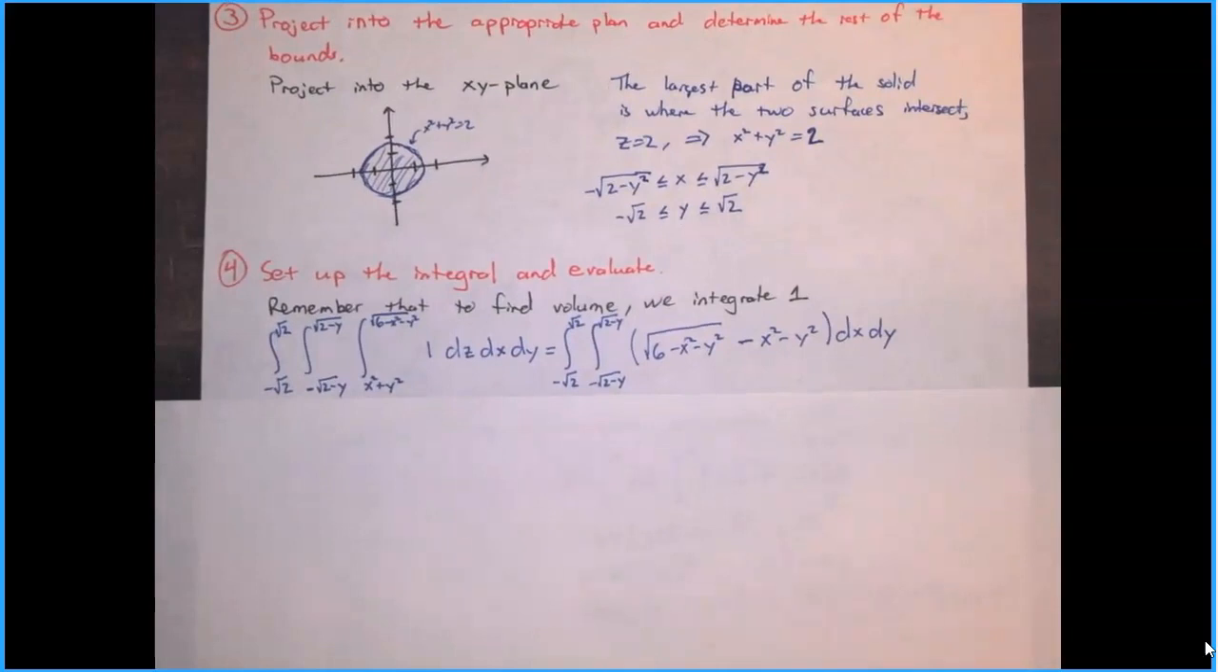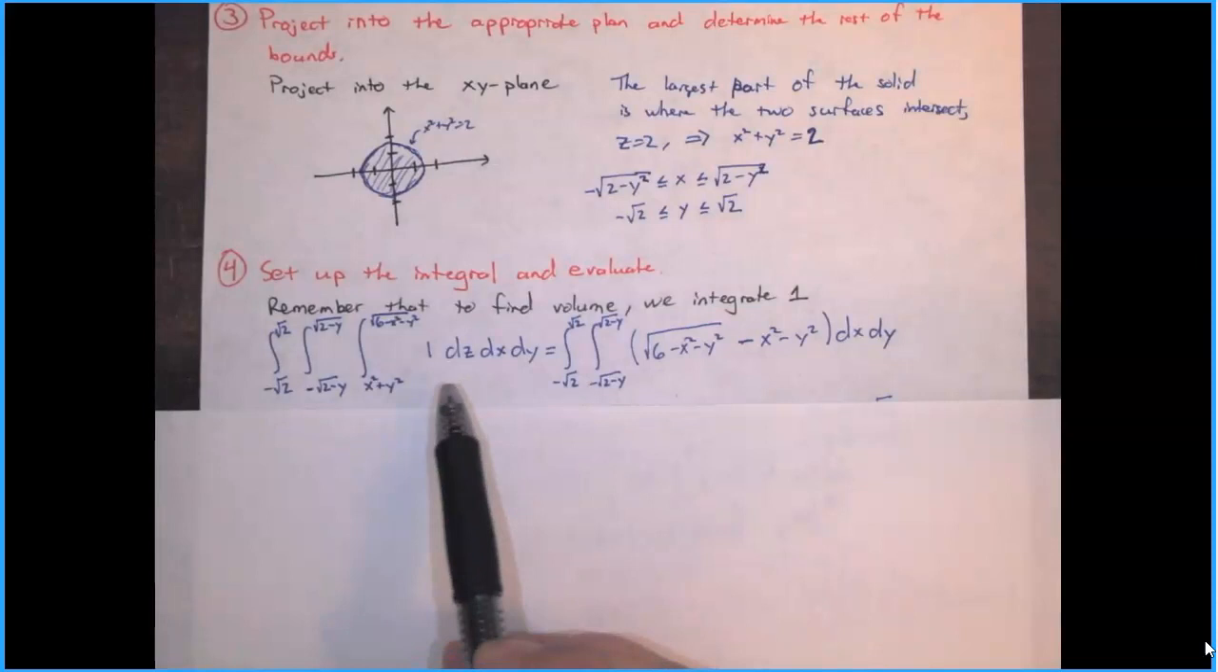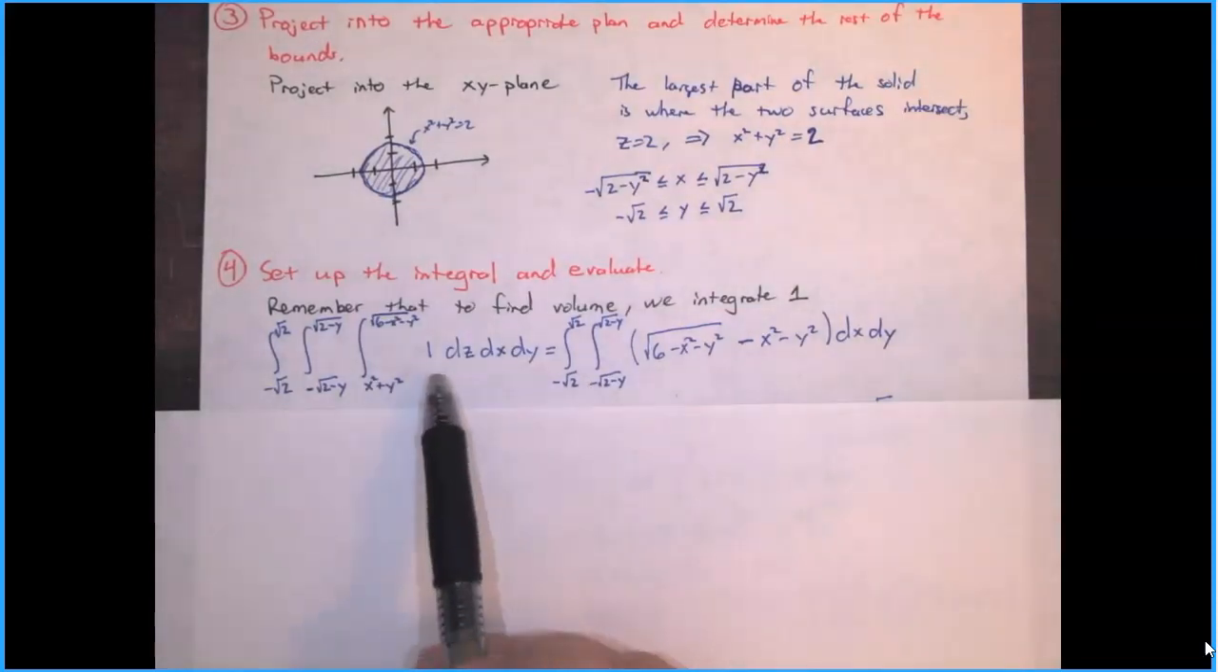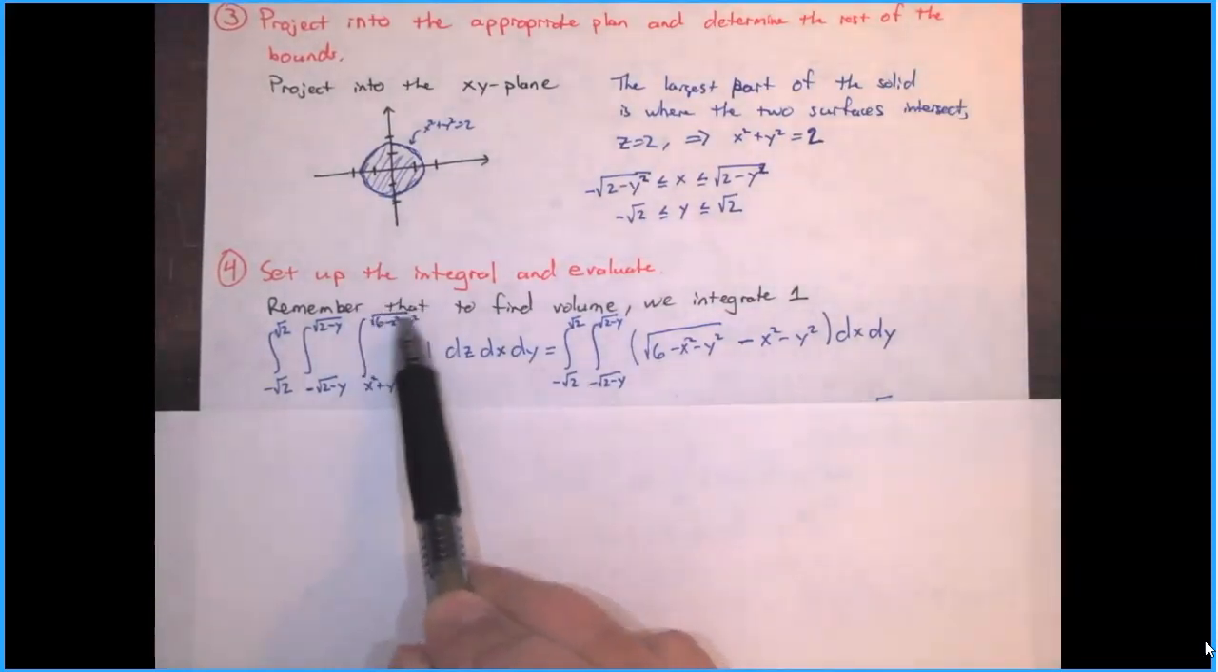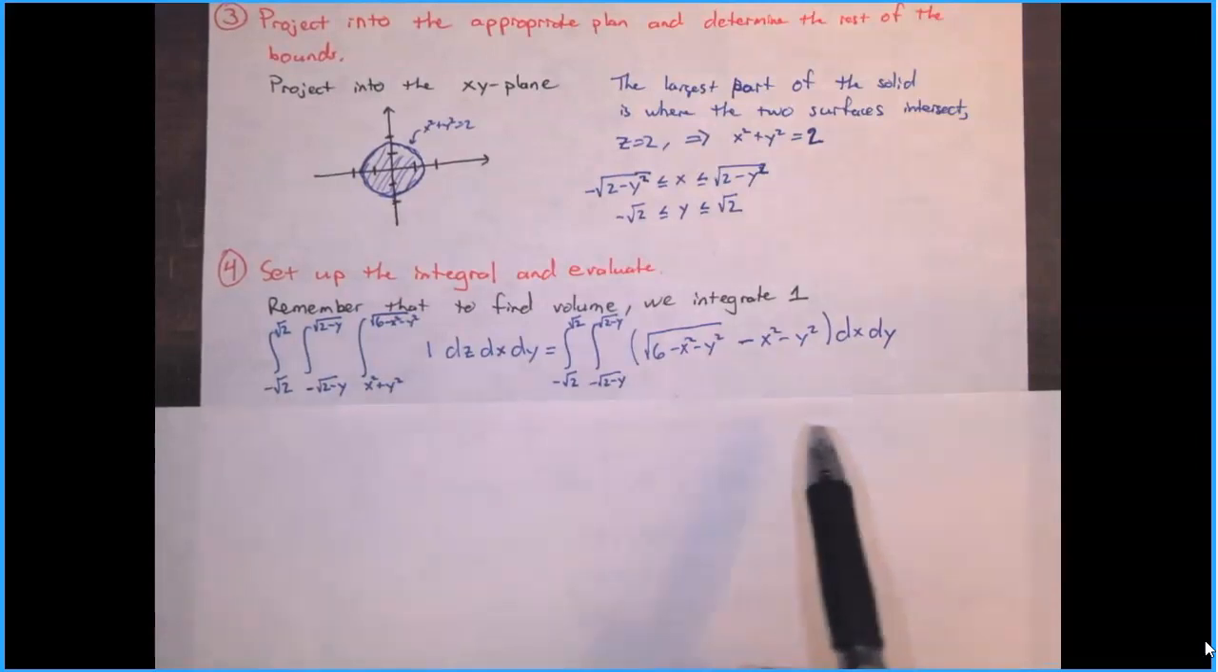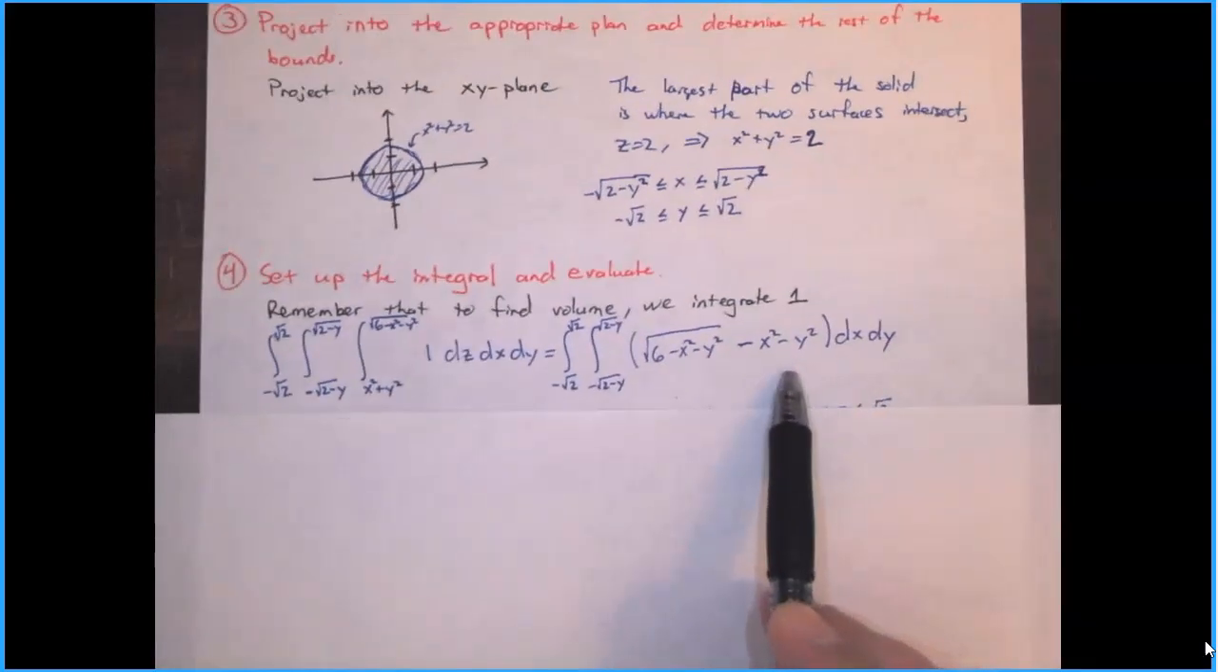And remember, we wanted to find volume, so I'm integrating 1 here. And first, I'm going to integrate with respect to z. And if I'm integrating 1, then when I integrate with respect to z, all I'm going to get really is the top bound minus the lower bound. And so that's exactly what I have here.